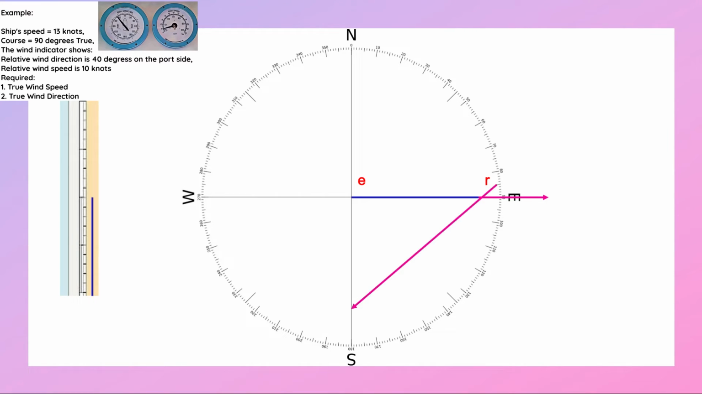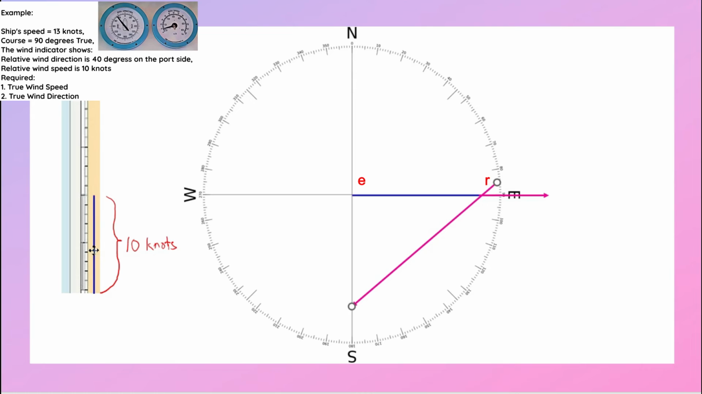Draw a line corresponding to the relative wind, which is 40 degrees on the port side. Since the effect of the wind is acting on the port bow of the ship, the relative wind vector is measured from R, represented by another red arrow. Measure the relative wind speed using the latitude scale and transfer it to the wind vector line as shown here. That will be the R to W relative wind speed.